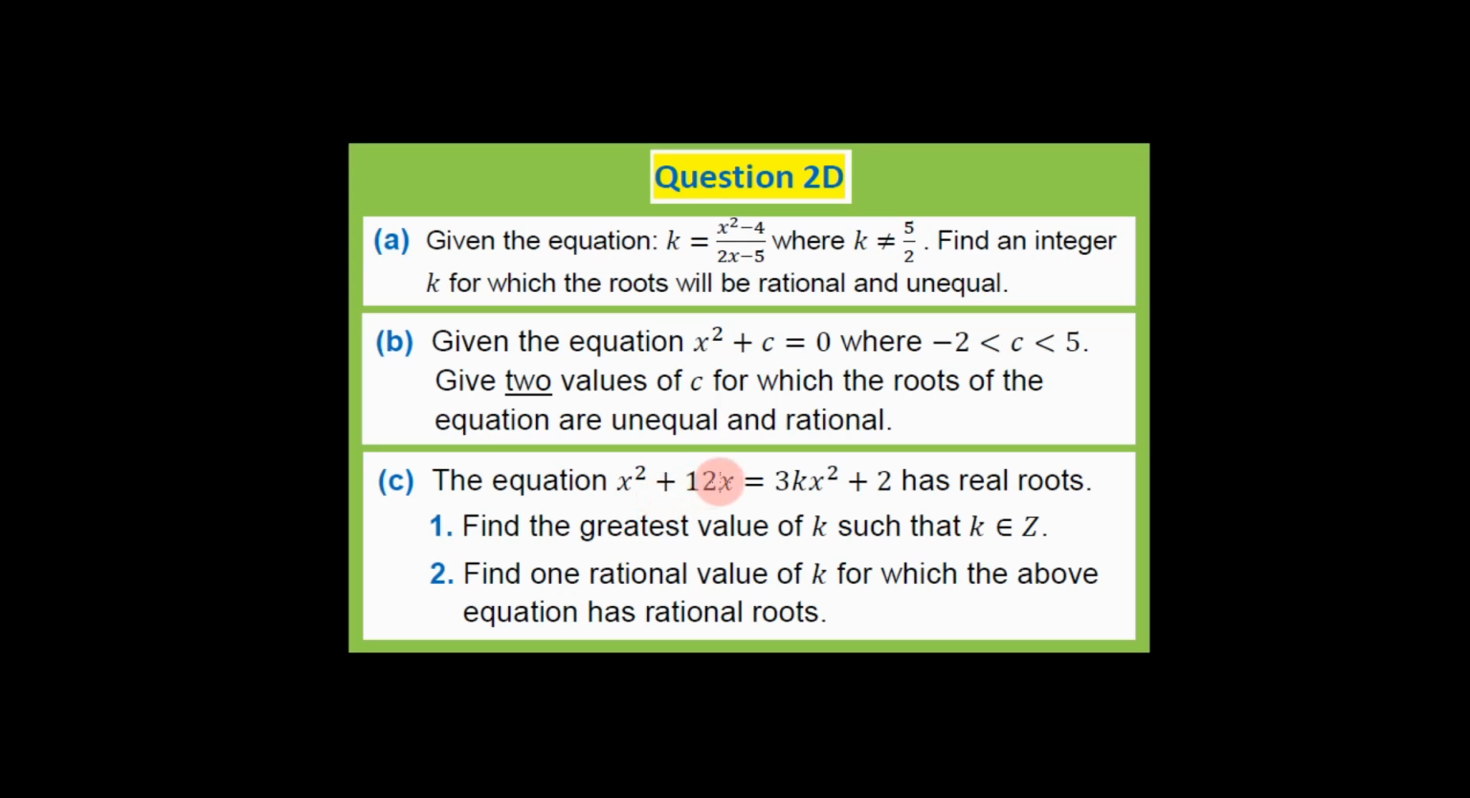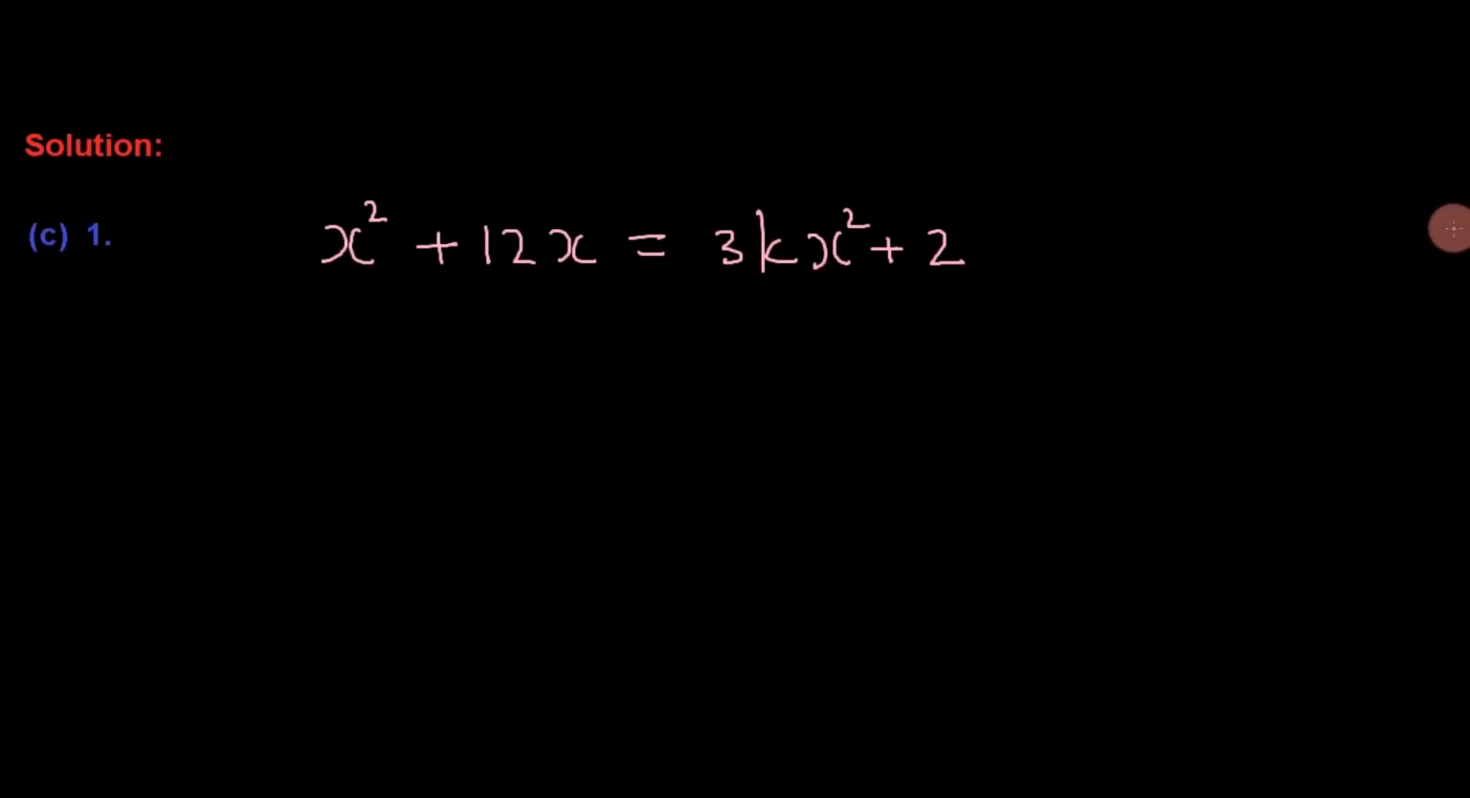Let's look at the last question here. So in C it says the equation, so this equation has real roots. And in part 1, it says find the greatest value of k such that k is an element of integers. So k has to be an integer. And we are told that the roots are real. Let's first write this equation in standard quadratic form. We can bring all our terms to the left-hand side.